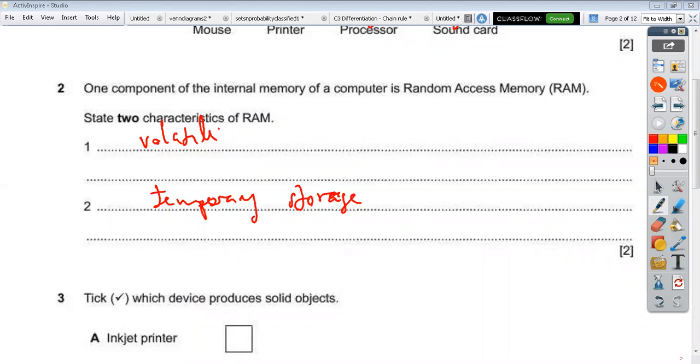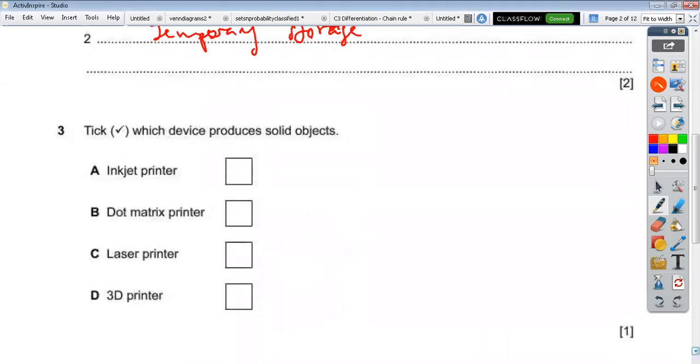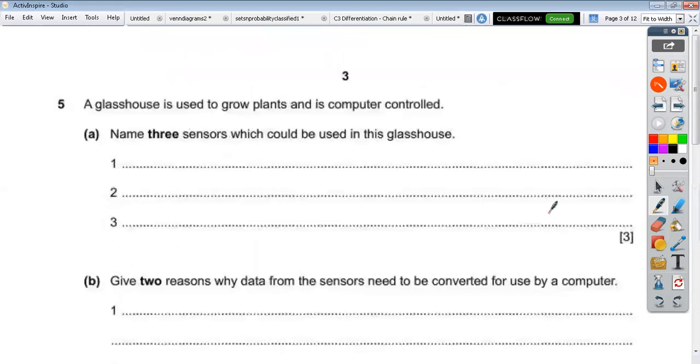Which device produces solid objects? Which ones? From the printers, which one produces 3D solid objects? Which printer? Solid objects. The one you can use for designing cars. Are you reading? It's a 3D printer. It produces prototypes. You need to know the difference. We talked about printers, and I said go and read the printers.